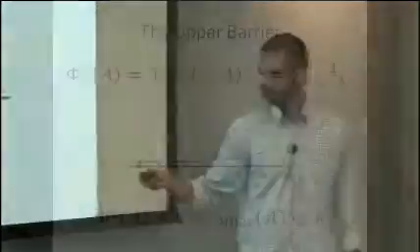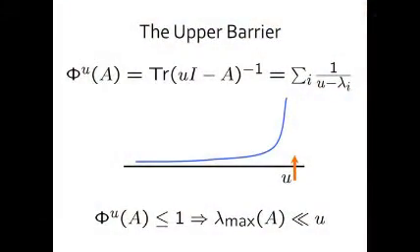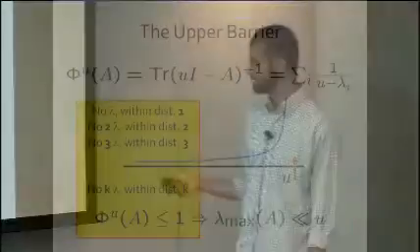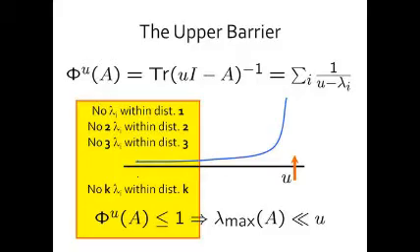Okay? So in particular, if I know that this upper potential is bounded, then I know that the largest eigenvalue is bounded away from u. But I actually know a bunch of things. I know that there are no 2 eigenvalues within distance 2, no 3 within distance 3, etc. This actually speaks to the whole distribution of eigenvalues.